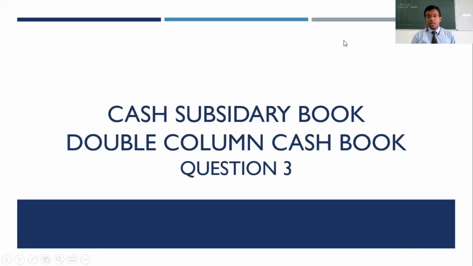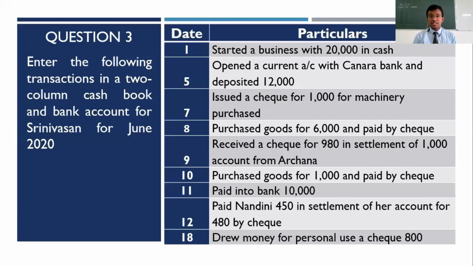In this session, we will be preparing another question for a double column cash book. Here we will be dealing with some check transactions. Since we have check transactions, we will be required to prepare a separate bank ledger account. Now let's look at the question together.